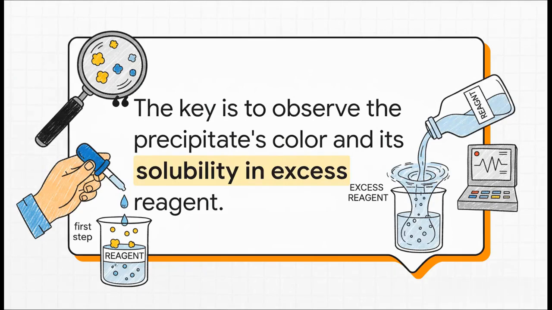But hold on. A good detective never just takes the first confession at face value, right? You gotta be sure. So it's a two-step process. Super important. First, you add just a few drops of your reagent and you make a note of the color. Then you go a step further. You add more of it, what we call an excess, to see if that solid thing, that precipitate, disappears again. This second step, that's our lie detector test. It's how we know for sure who we're dealing with.